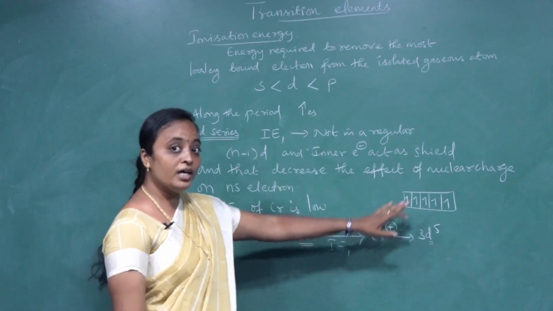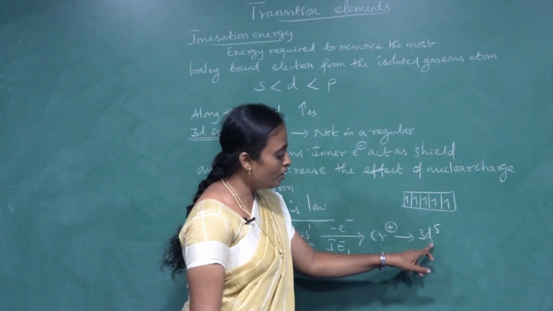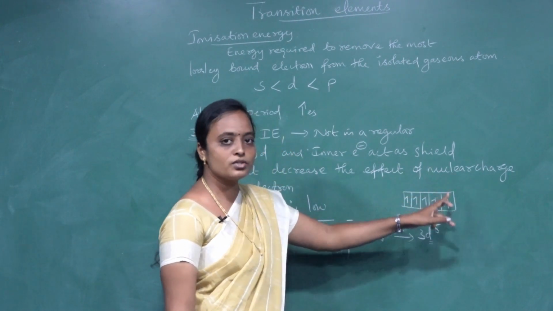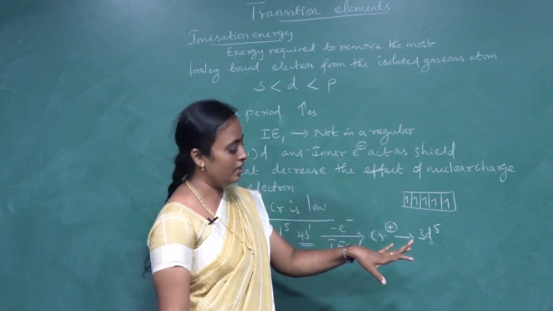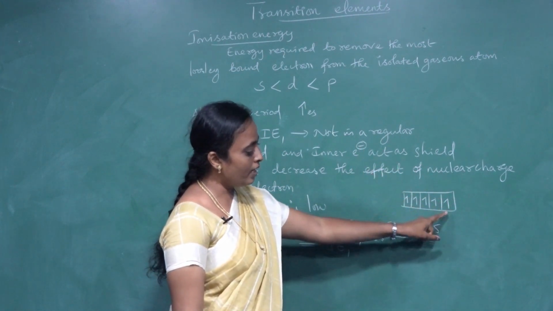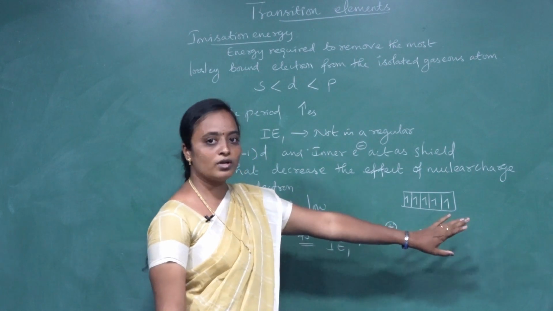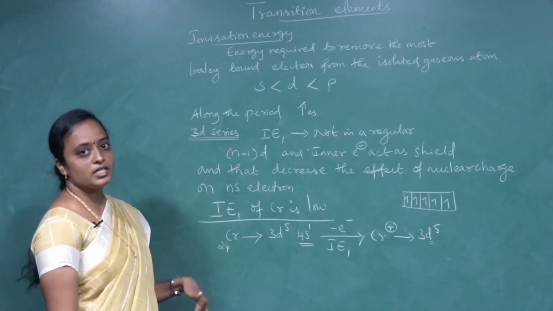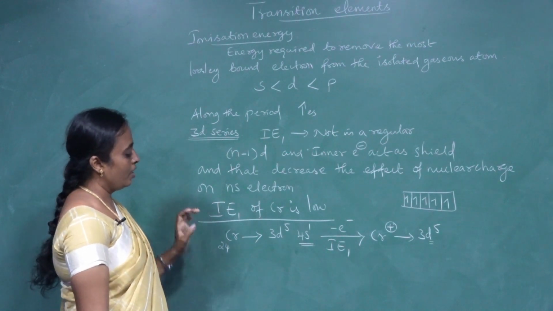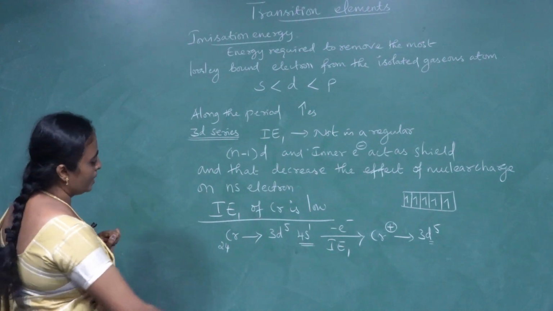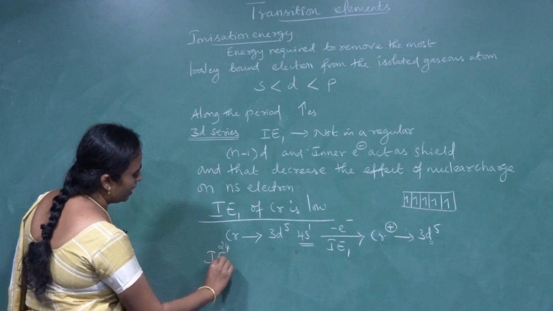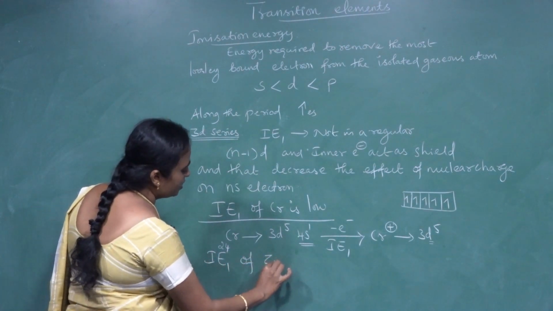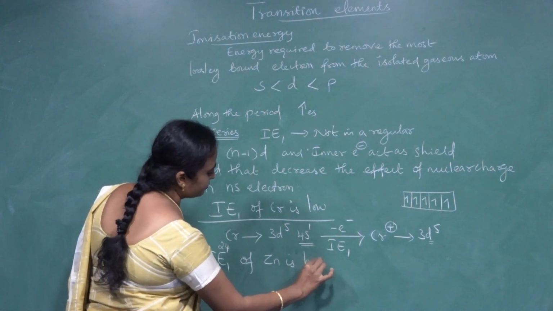But when you compare the second, the removal of an electron from the half-filled configuration is not very easy. If you want to remove one more electron, you have to supply a greater amount of energy. So the ionization enthalpy varies, and the second ionization enthalpy should be greater. Okay, next I am going to give a comparison: the first ionization energy of zinc is higher.